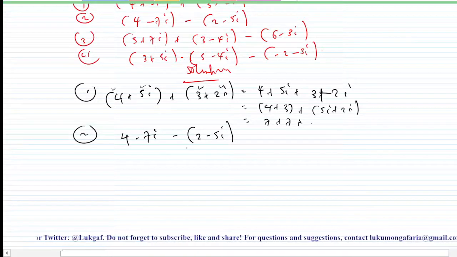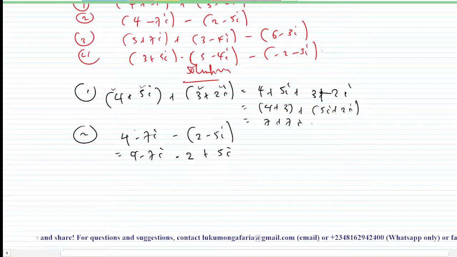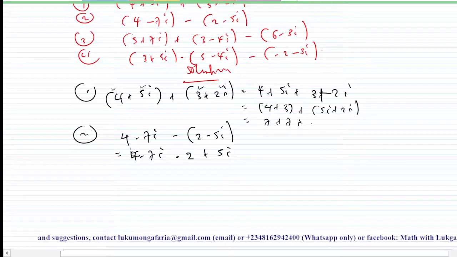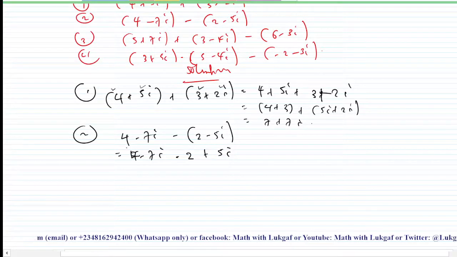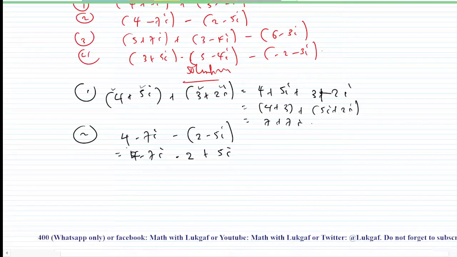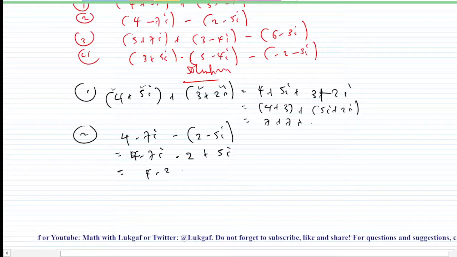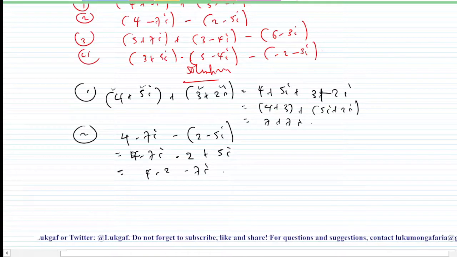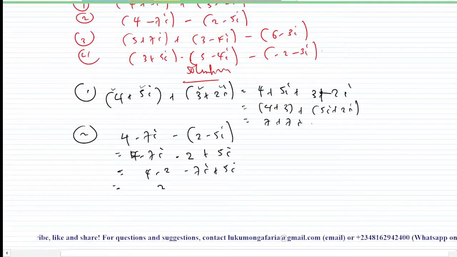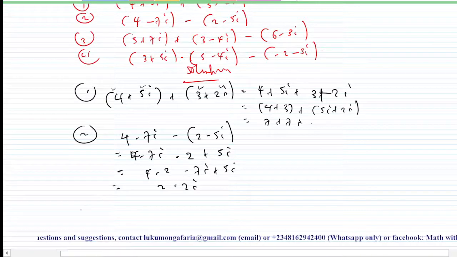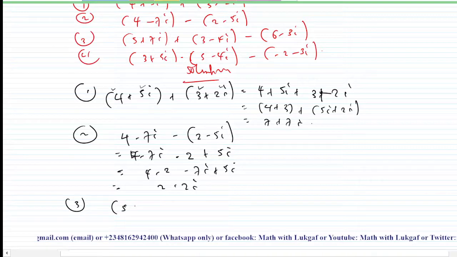Another one, the second question, we have 4 minus 7i minus, into 2 minus 5i. You can open the bracket. I'm going to have minus 2 plus 5i. Don't forget the principle of adding complex numbers is the same as that of real numbers, but you just have to collate the real with real, imaginary with imaginary. So on this one, you are going to have 4 minus 2, this is the real with real, then minus 7i plus 5i. Then you are going to have 2, and minus 7 plus 5, that's minus 2i. You can see it is very simple. Just collect the real with real, imaginary with imaginary.